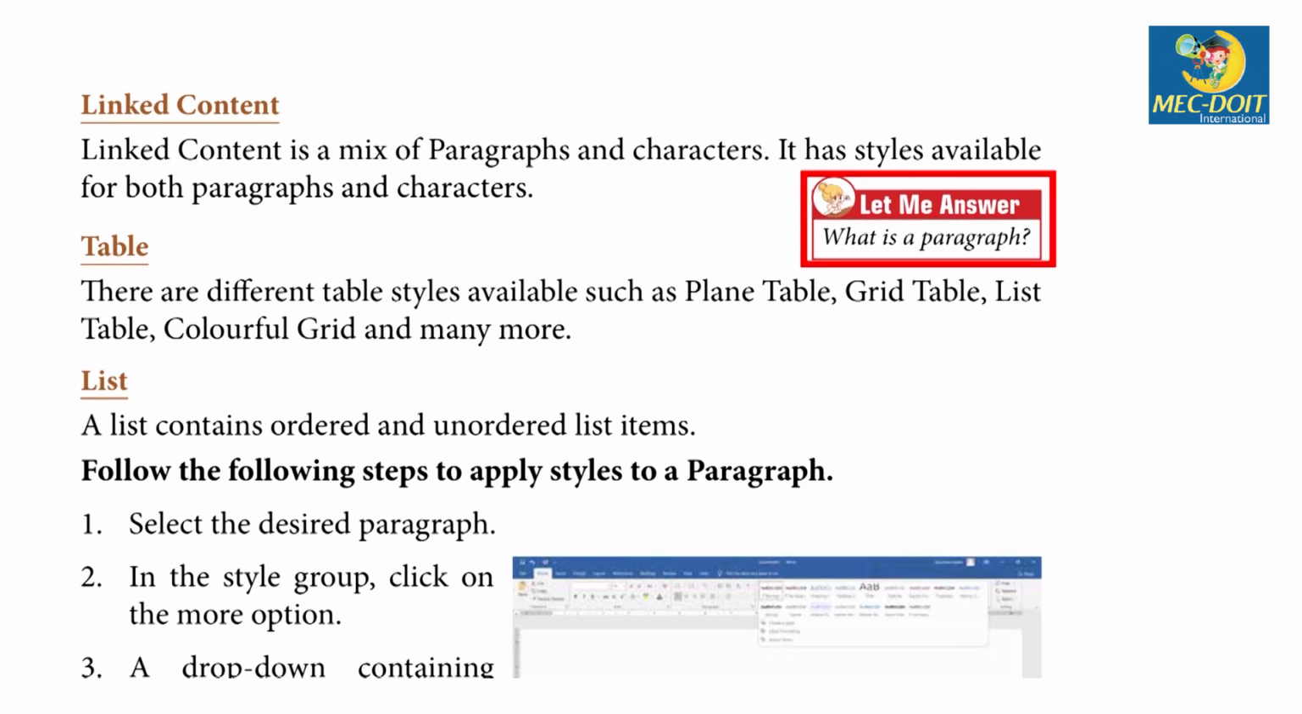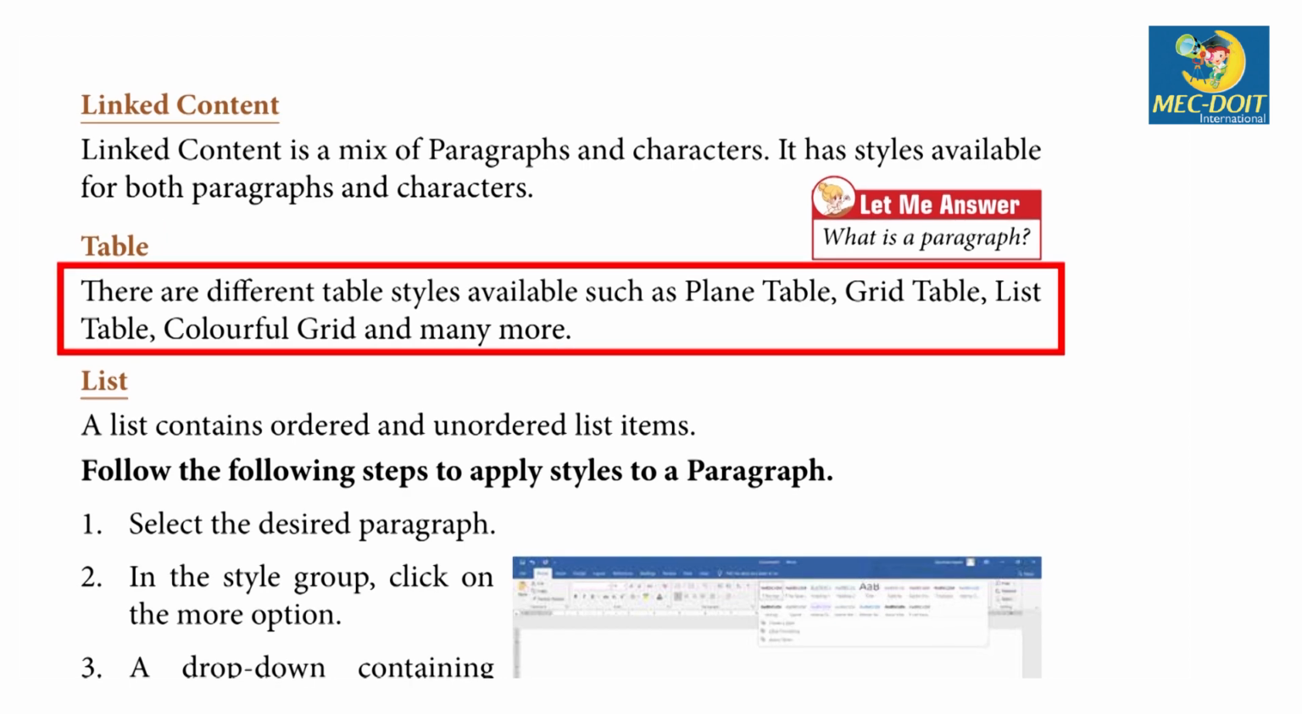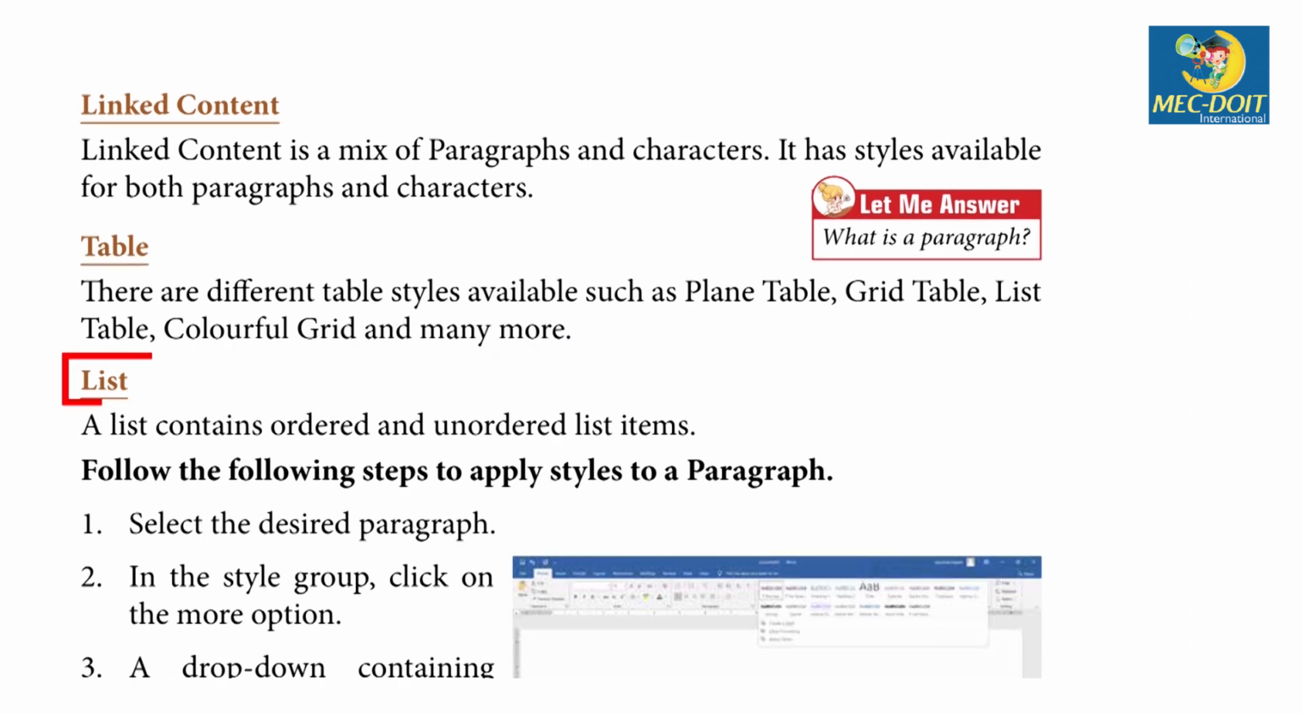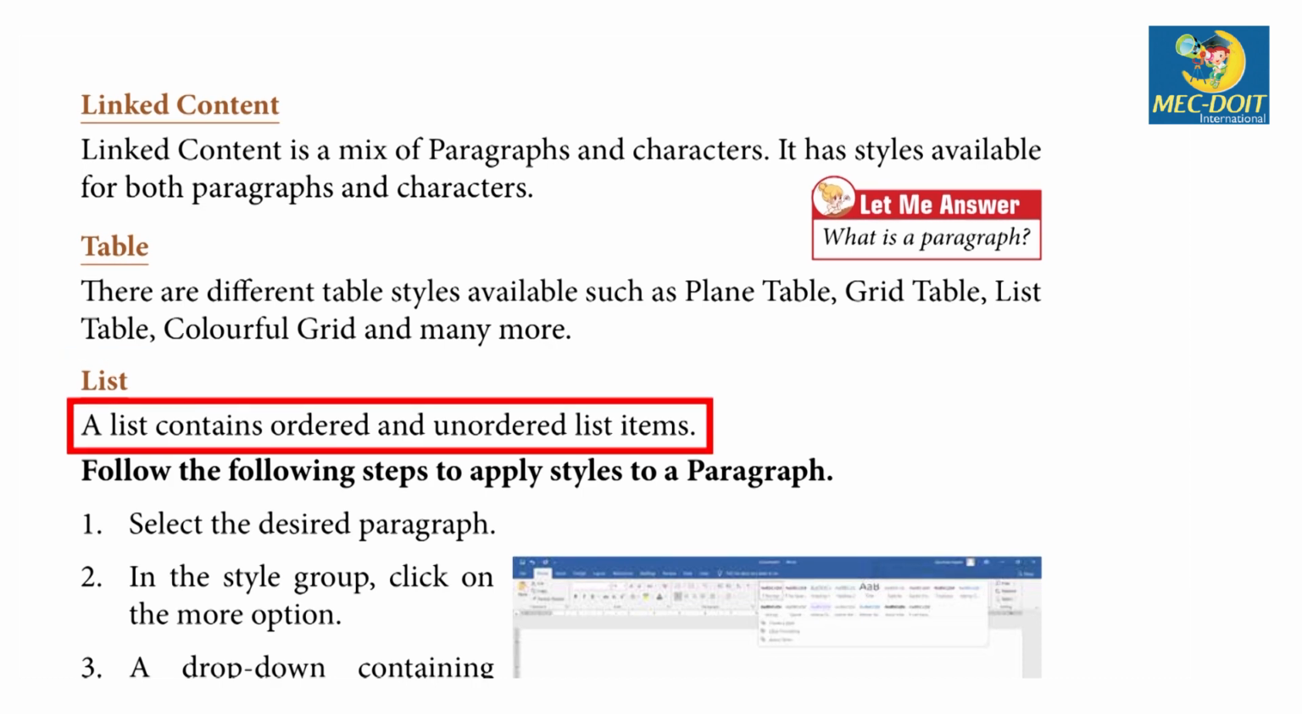Let me answer. What is a paragraph? Table. There are different table styles available such as plain table, grid table, list table, colorful grid and many more. List. A list contains ordered and unordered list items.